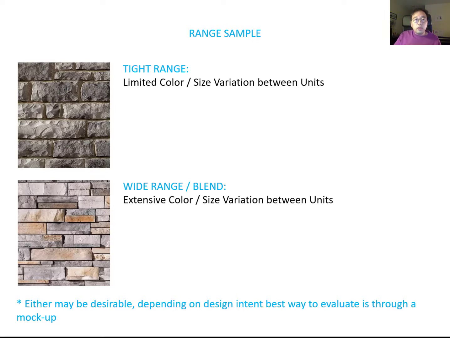Now we talk about the range. We already talked about the tight range and wide range in the brick assemblage. When you want a tight range, you can use very similar colors between the panels, and also similar sizes between the panels. When you want a more monolithic look, you might consider the tight range. With the wide range, you can have extensive color and size variation between units. In this case, you move toward emphasized articulation and emphasized modularity.